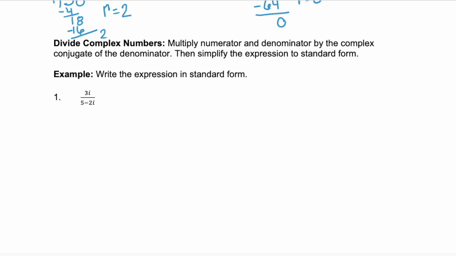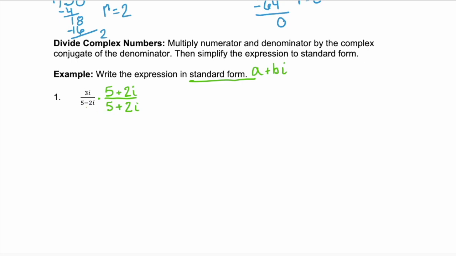So here we're asked to write this expression in standard form. Standard form, remember, means a plus bi, where you have a real component and an imaginary component. And since we have an imaginary number in the denominator, we're going to multiply by the conjugate. So remember, you keep both of the terms and you change the sign in between them. So because it was 5 minus 2i in the denominator, we're going to multiply by 5 plus 2i. And if we do the same in the numerator, we're multiplying by 1.